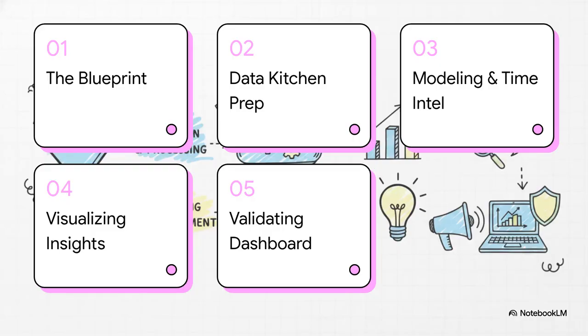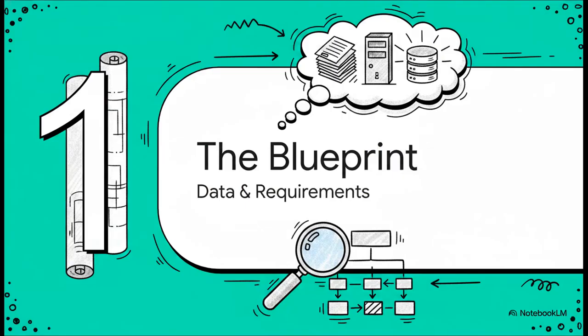So here is our roadmap for this explainer. We're going to cover the blueprint, preparing the data kitchen, modeling and time intelligence, visualizing the insights, and lastly, validating the final dashboard. Section 1, the blueprint, understanding the raw data and requirements.